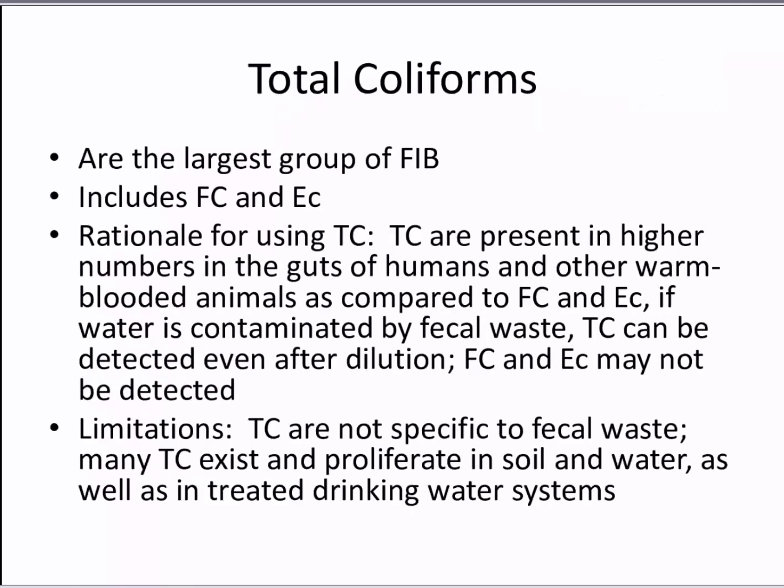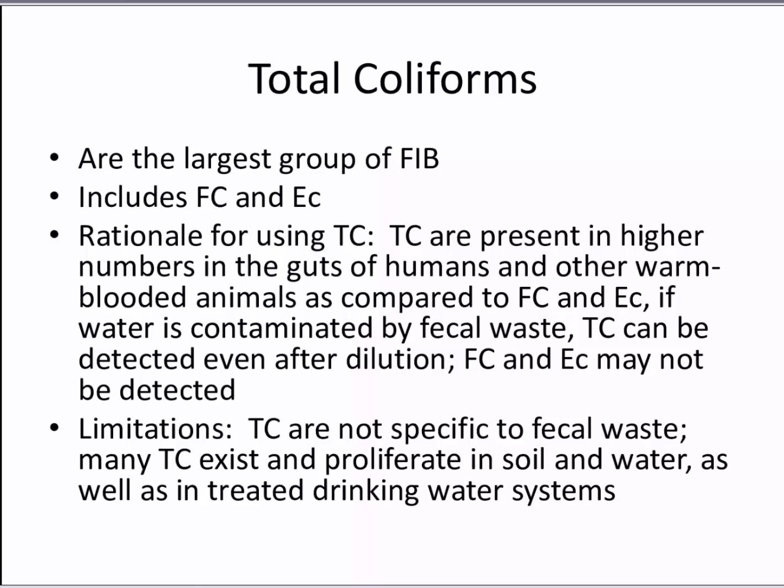All right, so first I want to talk about total coliforms. This is the largest group of fecal indicator bacteria. It includes fecal coliform and E. coli. And that's important to understand because I think people tend to think of these groups as being separate, and actually there's many genera and species of bacteria that overlap those 3 groups.